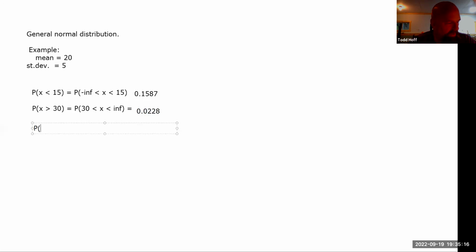Next, we want to find the probability that x is between 10 and 25. Well, this is already a range, so you just go ahead and enter it just like that. Second distribution, normal CDF, going from 10 to 25, with a mean of 20 and a standard deviation of 5, giving us 0.8186 as that probability.